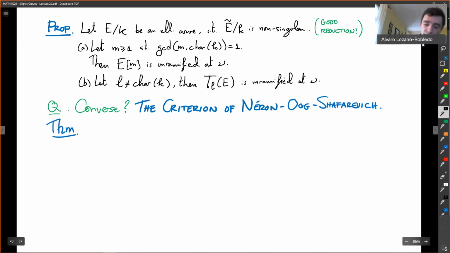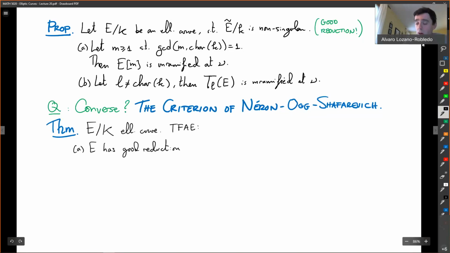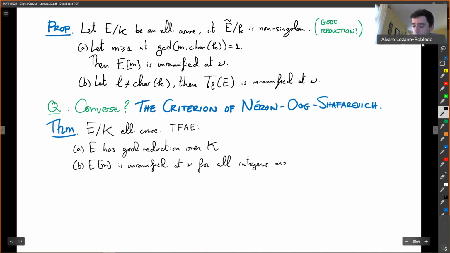If you have an elliptic curve over a local field, the following are equivalent. (a) E has good reduction over K, meaning that the curve over the residue field is still an elliptic curve. (b) E[m] is unramified at nu for all integers m greater than or equal to 1, relatively prime to the characteristic of the residue field.